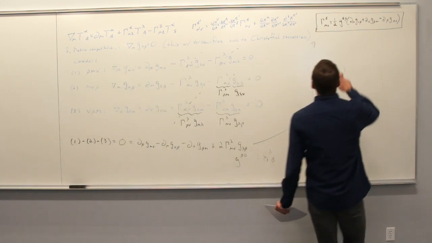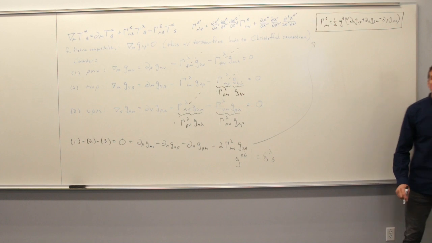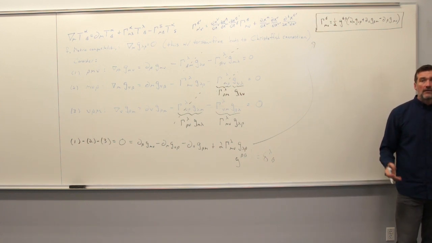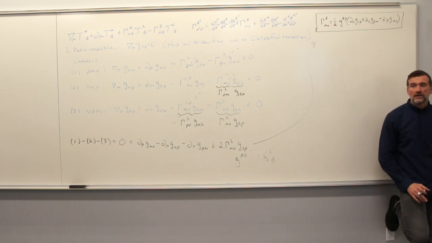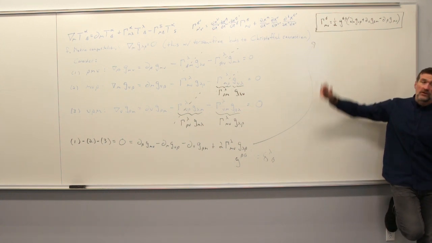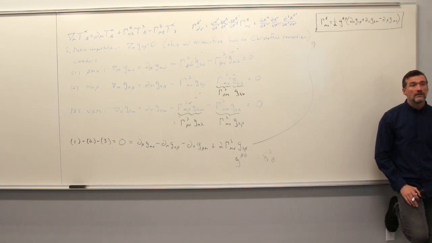How many of these are there? If I gave you the metric and I said calculate the components of the Christoffel connection, how many different expressions would you have? Or how many different results would you have to calculate? Just in the raw, you don't have to take into account symmetries. Well, how many values does each of the mu, nu, and sigma take? Four. And there are three of them. So how many are there?